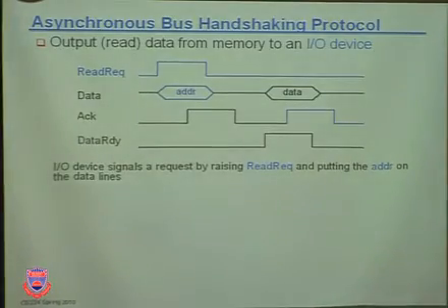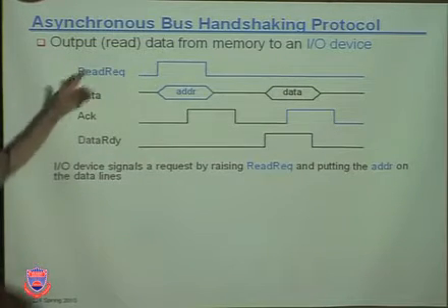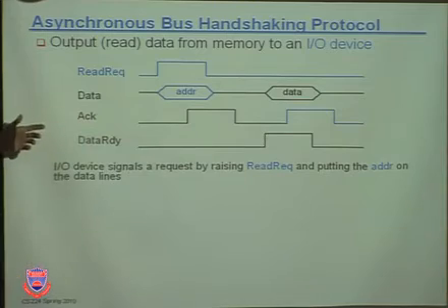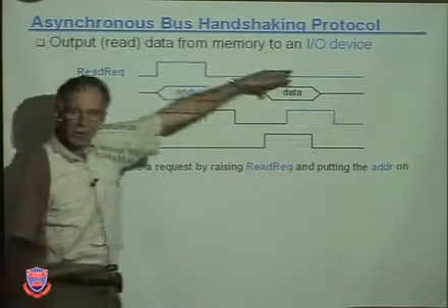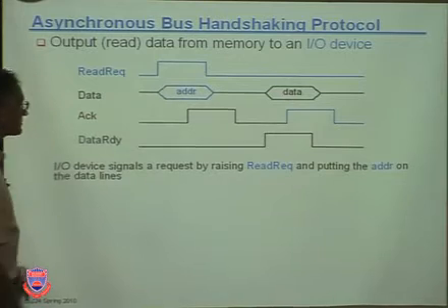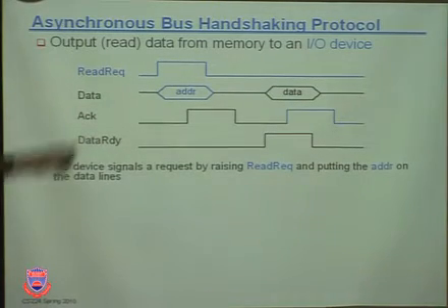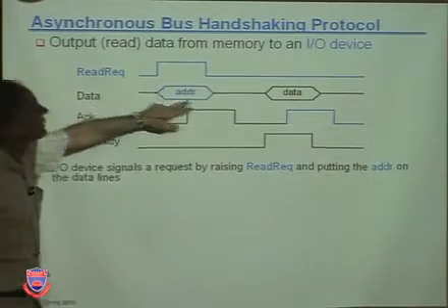Okay, now let's talk about handshakes. We mentioned the handshake idea. Okay, this slide is going to show which signals initiate and then follow. I think basically you might say that we're going to do an output from memory to an I/O device. So that means that we want to read from memory, right? So there's going to be a read request and an address and then later the data.